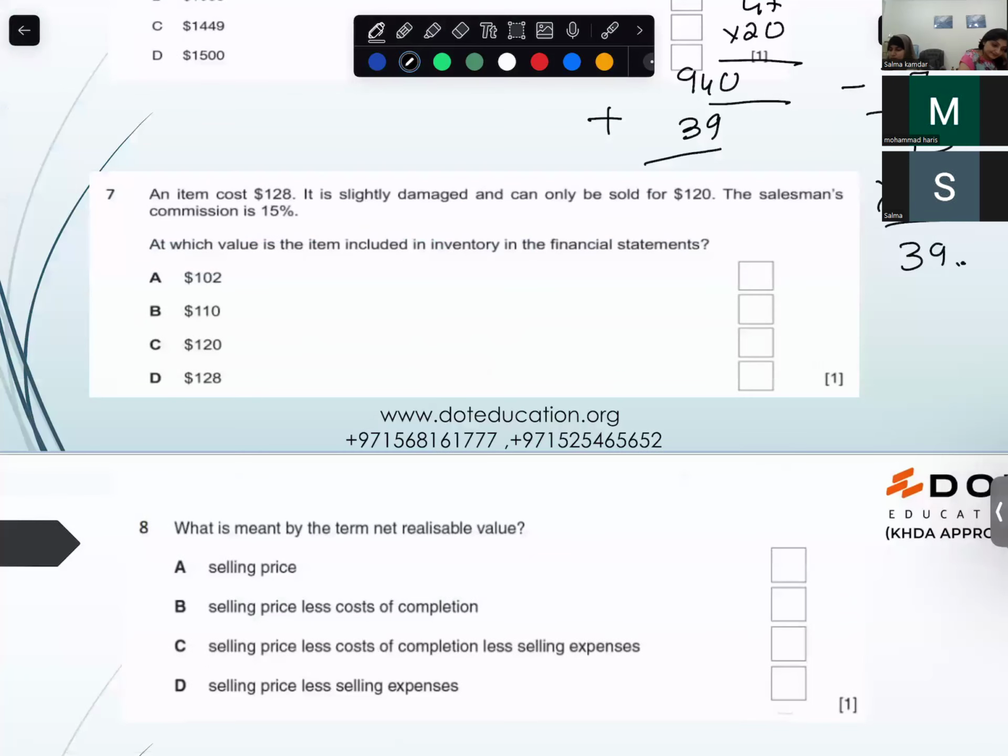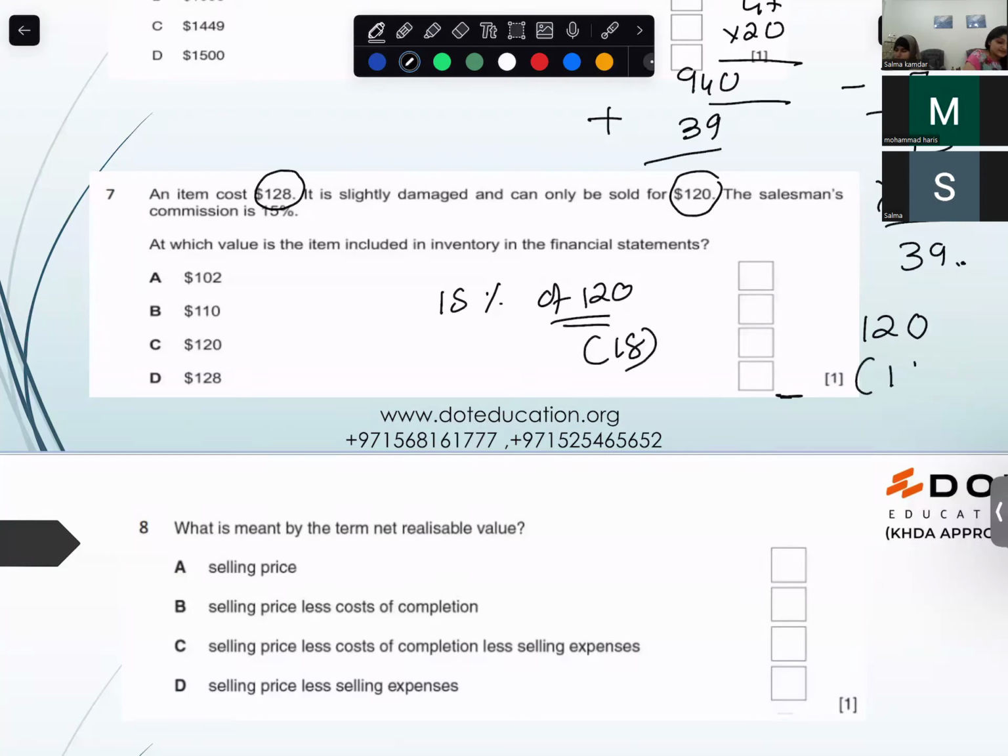Next. Next is C. The answer is C. Cost or NRV? C, 120. We use NRV, minus estimated selling expenses. Yes, 15% of 120. 120 into 15%, 18 will be the estimated selling expenses. So NRV would be 120 minus 18. NRV would be 102. Option A.